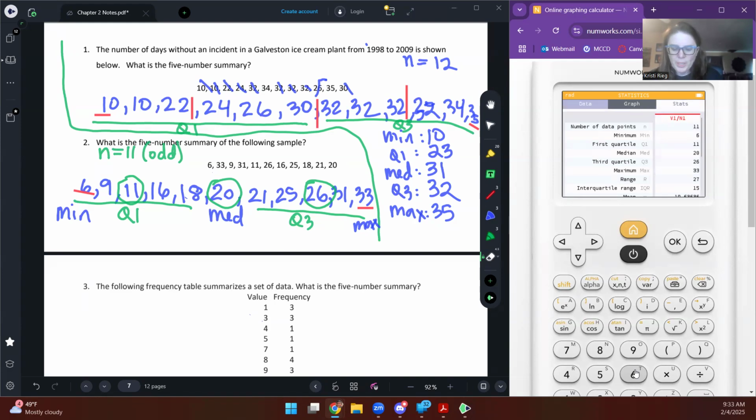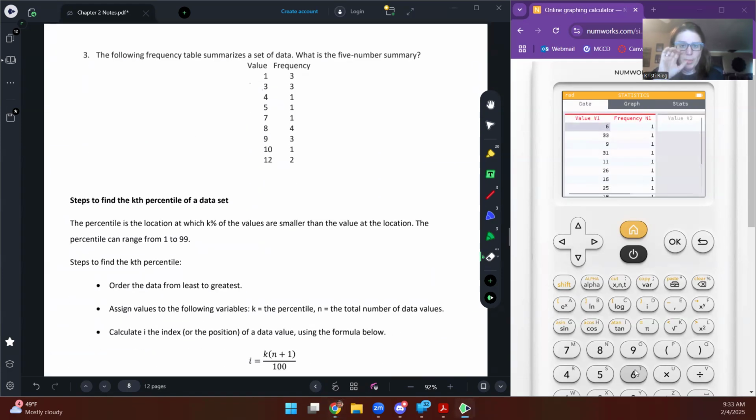But for number 3, because it's given to us as a frequency table, it can be a little trickier to figure out, if you go from top to bottom, where that middle is. You could probably guess the middle is somewhere around 7 or 8, but which 8 is it? Is it the first 8, the second 8, the third 8, or the fourth 8?